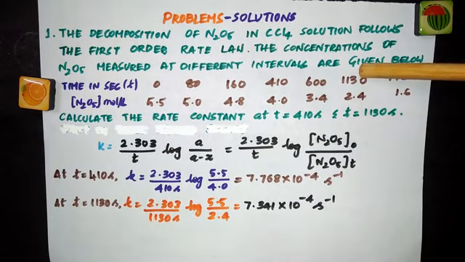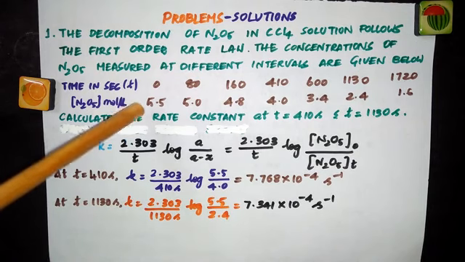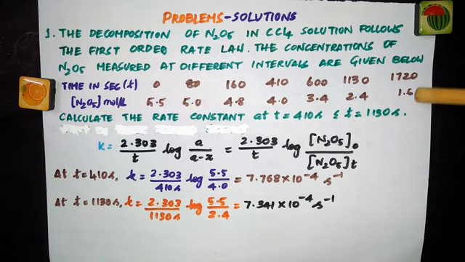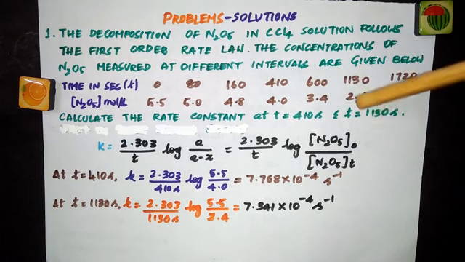Same way, at 1130 seconds and 1720 seconds, they have given you the concentration of N2O5. So this is the initial concentration of N2O5 and this is the concentration at 1720. Now the question is, calculate the rate constant at t equal to 410 seconds and t equal to 1130 seconds.